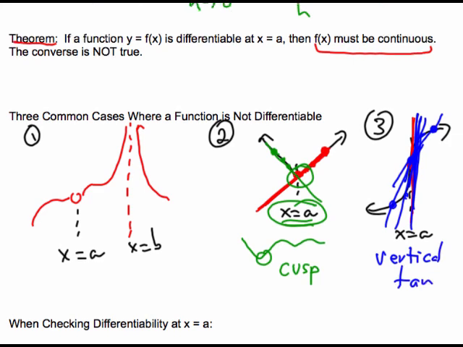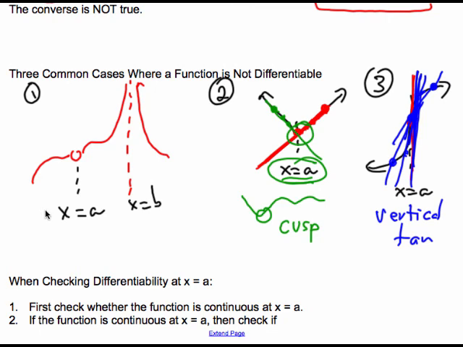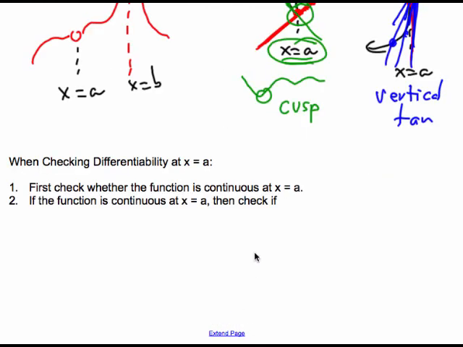So to conclude, when you are checking for differentiability, the first thing you need to do is check, first of all, whether the function is continuous or not at x equals a. If it's not continuous, there's no point checking any further. If the function is continuous, then you need to check as to whether the derivative from the left at a is equal to the derivative from the right at a. If it is, the function is therefore differentiable at x equals a.